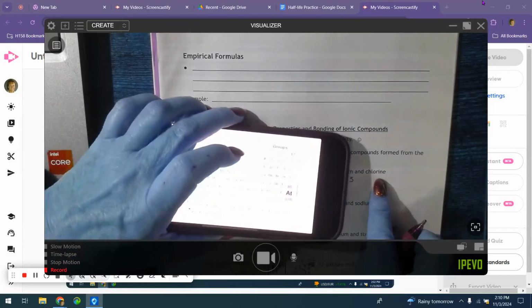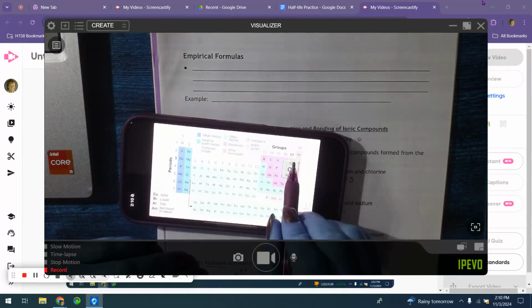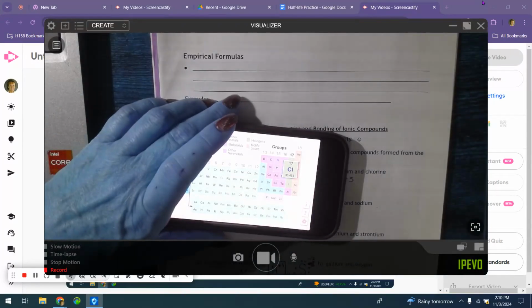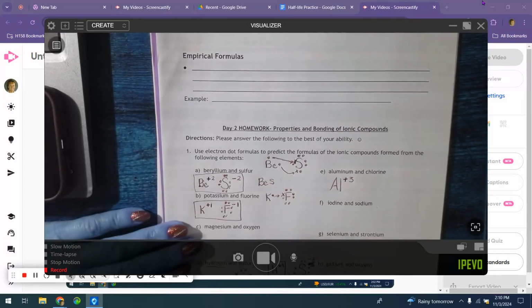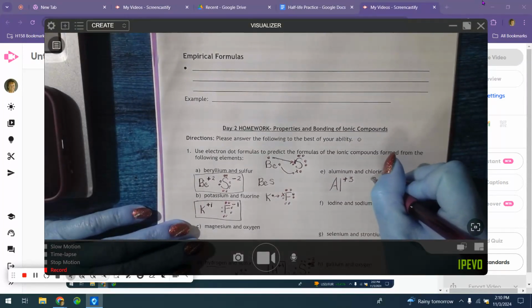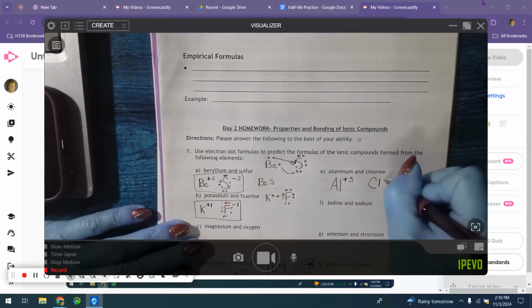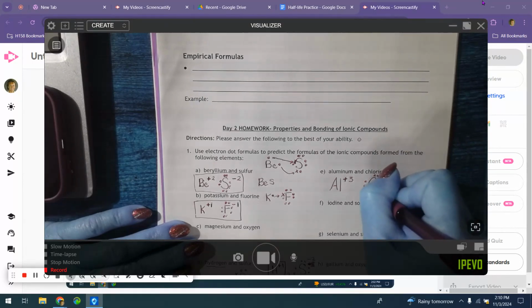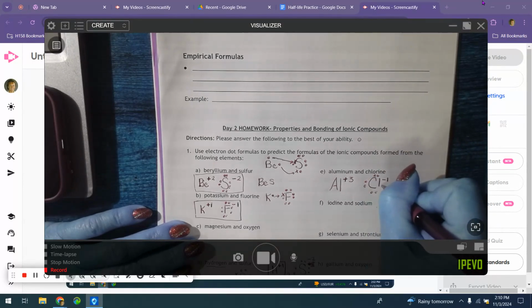Chlorine over here, if you look, chlorine is right here. It's in group 17, meaning it has 7 valence electrons. It wants to take 1. And when it takes an electron, it's going to form a -1 ion. Okay, and in order to do that, it would have to have 8 valence electrons.